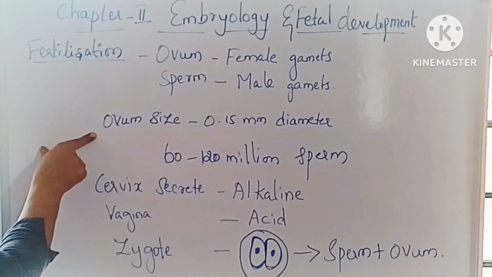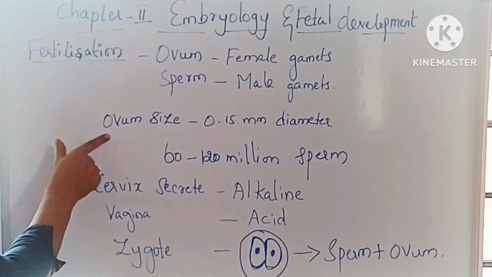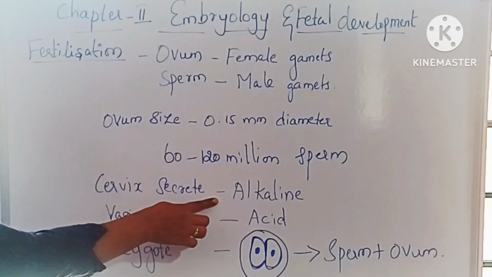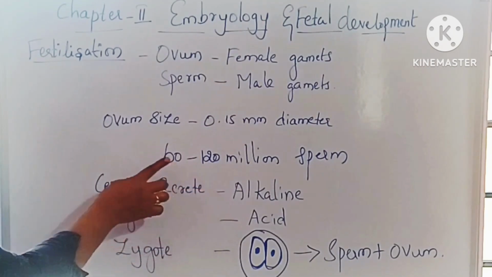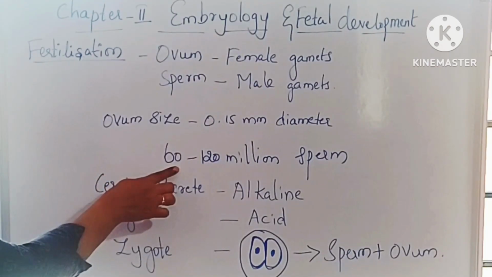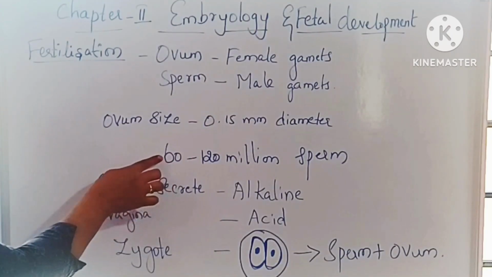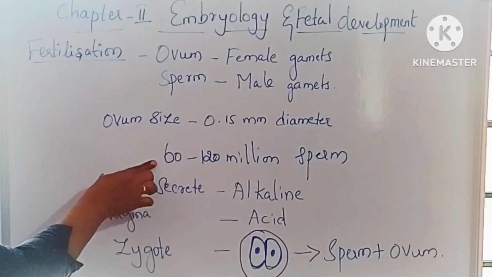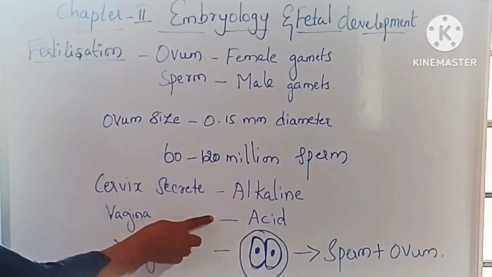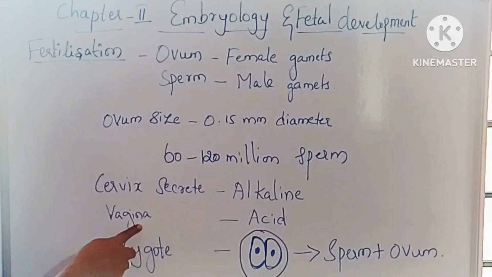At this time, the cervix, under the influence of estrogen, secretes alkaline fluid. This alkaline flow attracts the sperm. At the time of intercourse, 60 to 120 million sperm are deposited into the posterior fornix of the vagina. One matured sperm penetrates the ovum, and the remaining sperm are destroyed by the acid medium of the vagina. Only one sperm enters into the ovum.